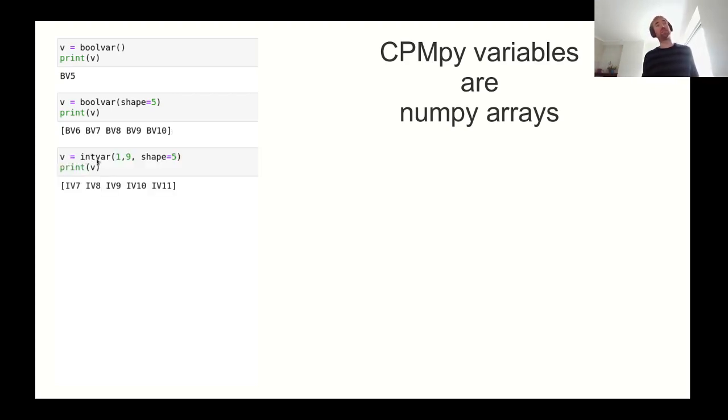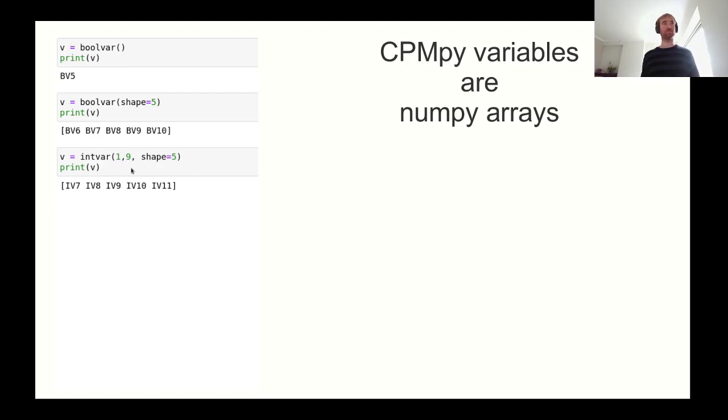You can do the same for integer variables. Then it's called intvar, the factory method. And so you call intvar. You have to give it a lower bound and an upper bound on what the integer variables can take, as well as a shape. And so if you say 5, it will give you a Numpy array, actually, of 5 decision variables with a lower bound of 1 and upper bound of 9.